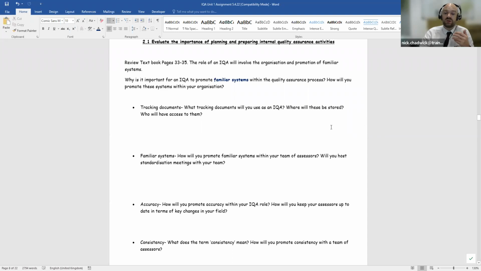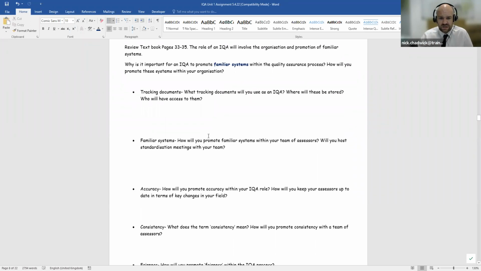So this could be tracking documents. As an IQA, you will have a range of different documents that you need to monitor, such as a sample plan, tracking sheets. It could be observation plans as well. So for this section, we would like for you to reflect on what documents, what systems you are going to be using. If this is easier for you to identify now, you can, of course, explain these systems clearly to a team of assessors or trainers.